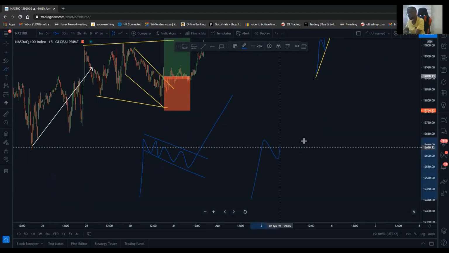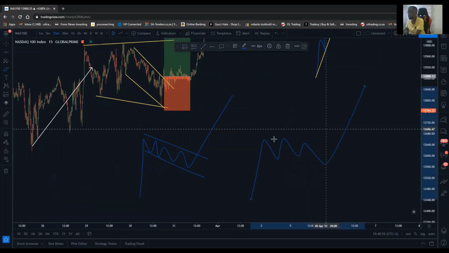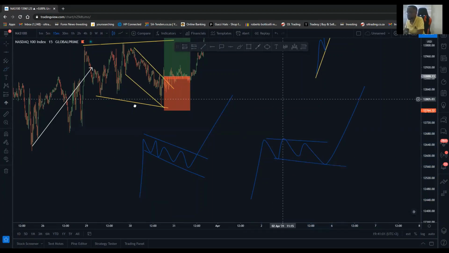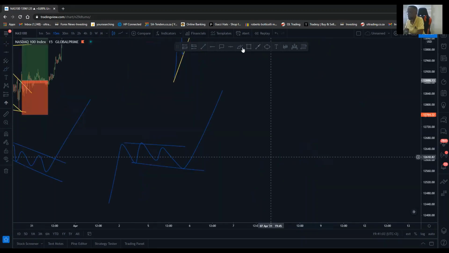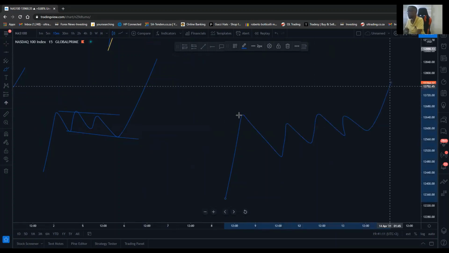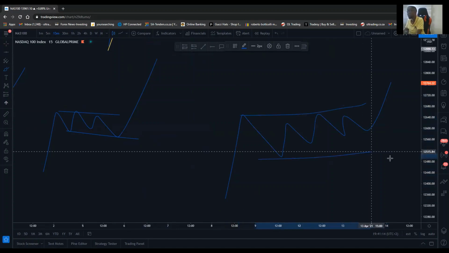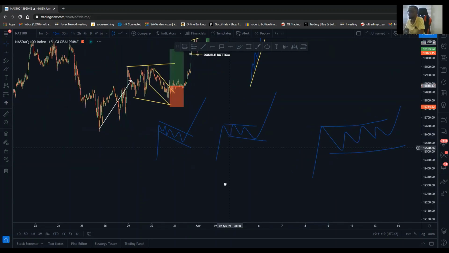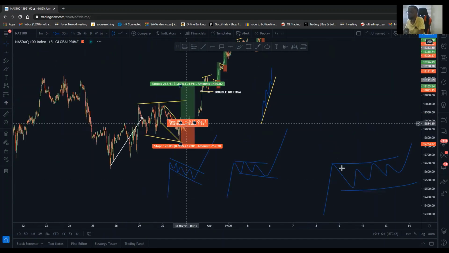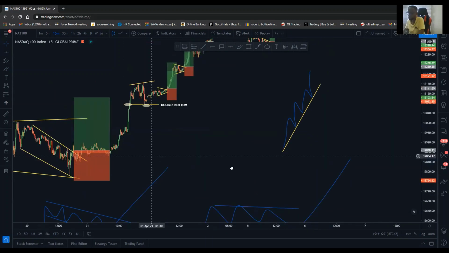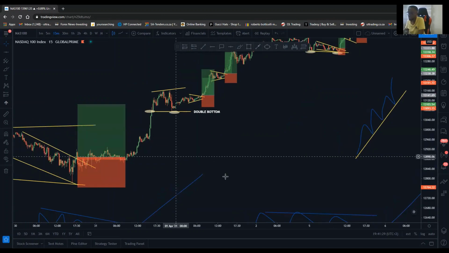Have something like this, or in expanding triangle. You understand? Sometimes you have them in this type of manner. You understand? In expanding triangles. Okay, hope that is clear. So you can see that here we would have our entry around here, and then our stop loss will be below this low.